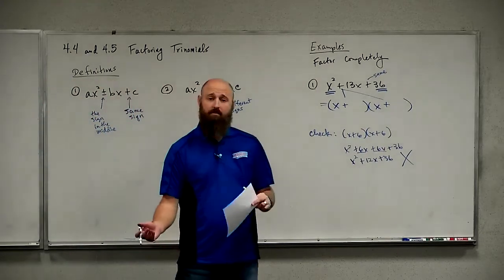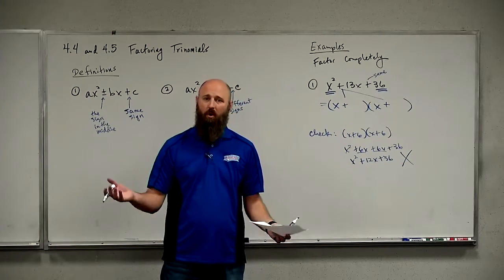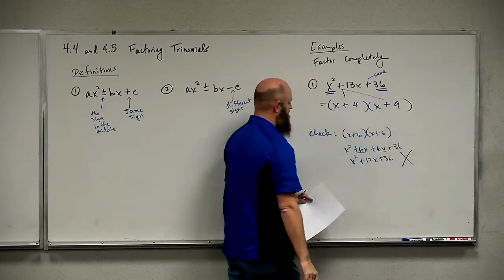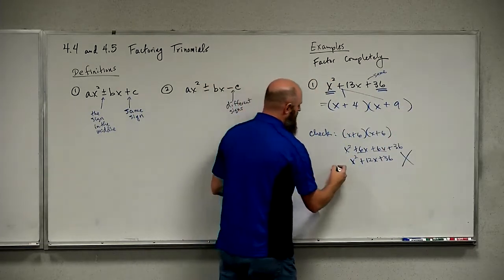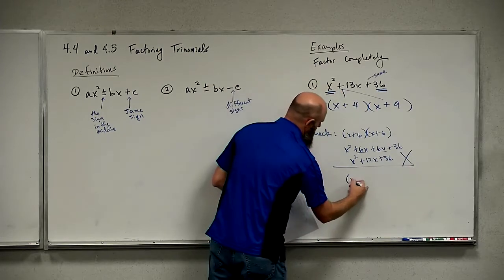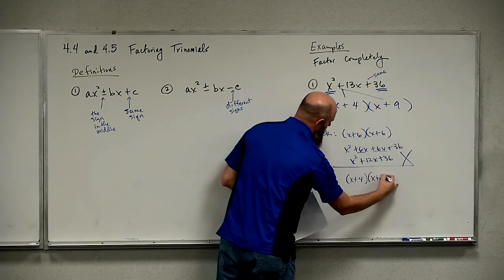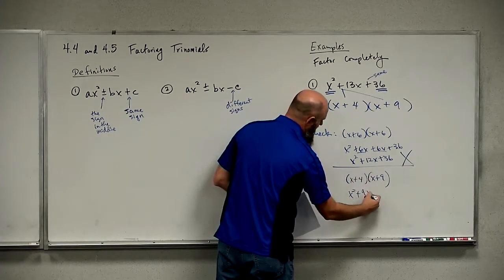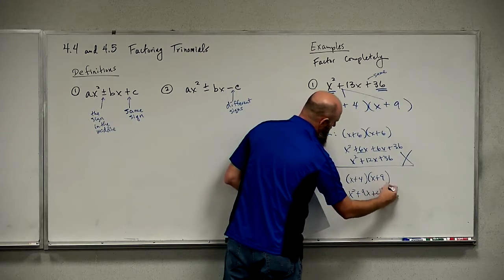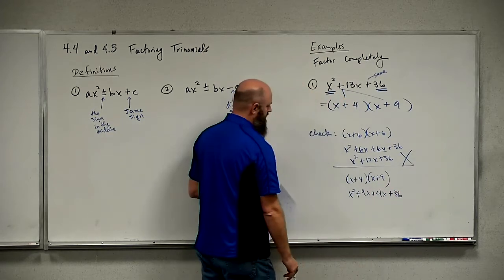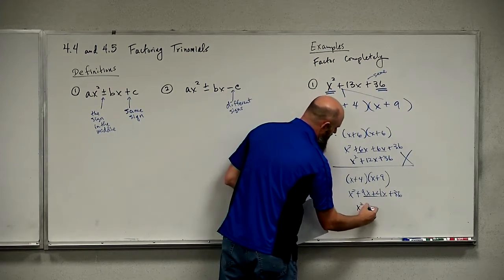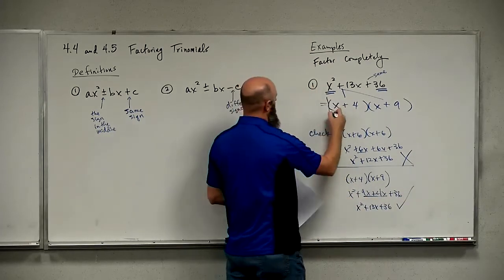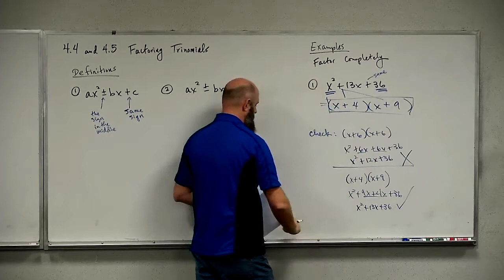So let's try something different. Now we were close, so I don't want to pick numbers far away from those. So the next one that kind of comes to mind is 4 and 9. So let's check again here. X plus 4 times x plus 9. X times x is x squared. We're going to get 9x plus 4x plus 36. 9 and 4 do give me 13x. That's good.